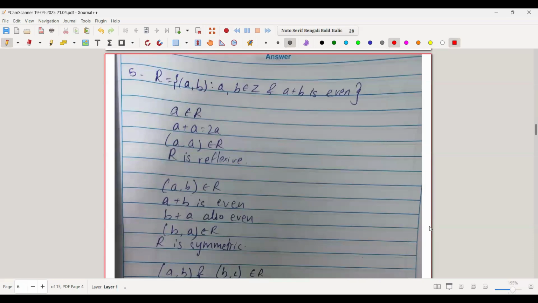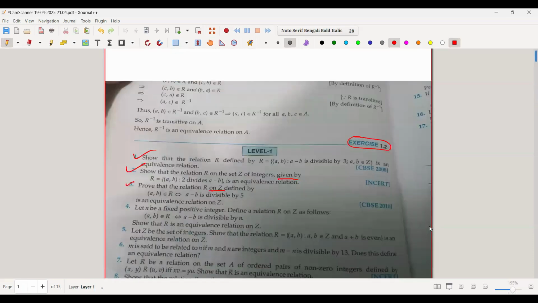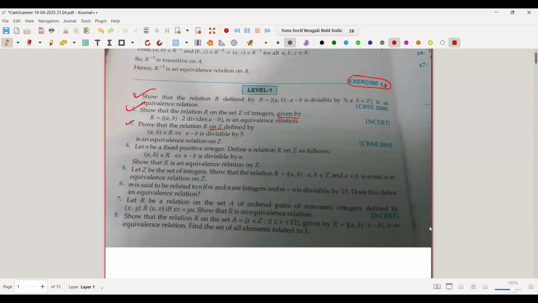So this is again a similar question. Let n be a fixed positive integer. That means n belongs to the natural numbers, and a minus b is divisible by n. This is also the same problem. Here, instead of 2, 3, or 5, a general integer n is given, that also belongs to the natural numbers.